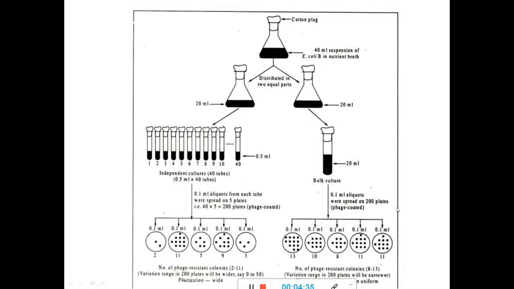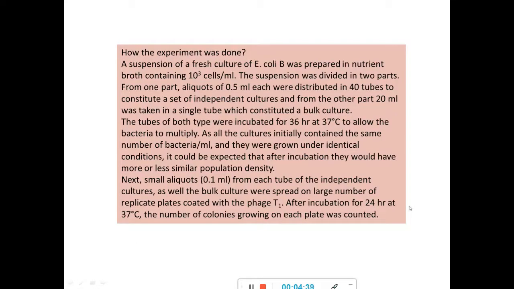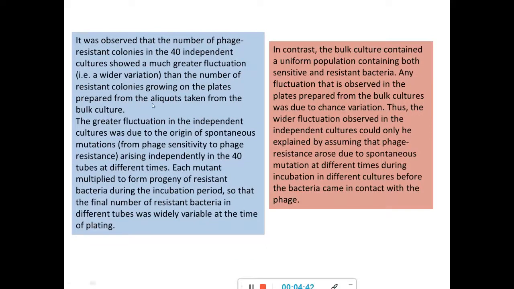So now what is the reason behind this? Let's go into this. It was observed that the number of phage resistant colonies in the 40 independent cultures showed a much greater fluctuation than the number of resistant colonies growing on the plates prepared from aliquots taken from the bulk culture. And this greater fluctuation in the independent cultures was due to spontaneous mutations arising independently in the 40 tubes at different times. Every mutant multiplied to form progeny of resistant bacteria during the incubation period, so that the final number of resistant bacteria in different tubes was widely variable at the time of plating.